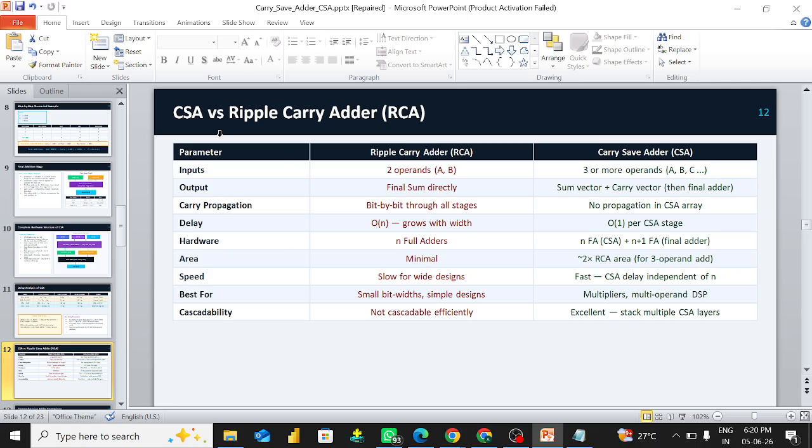So this is just the difference between CSA and RCA. Inside RCA we have only two operands, whereas in the carry save adder we have three operands. RCA directly gives the final sum, whereas the carry save adder gives a sum vector and carry vector. Just take a screenshot of this also, and for study purposes learn these differences.